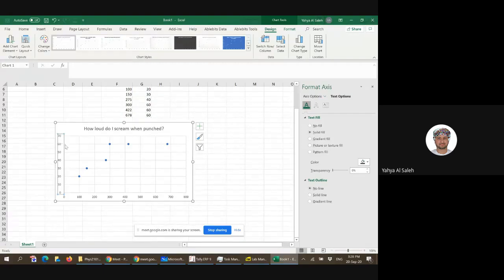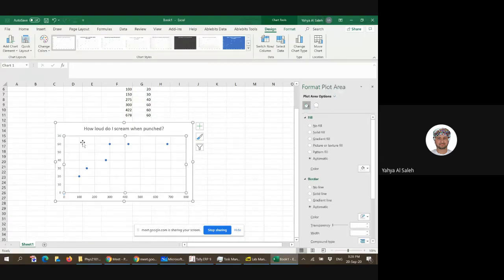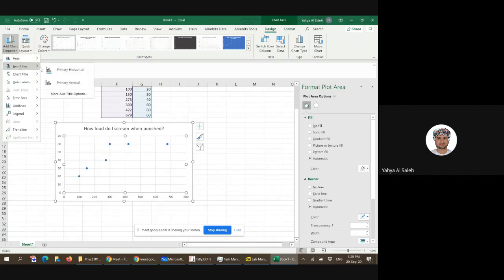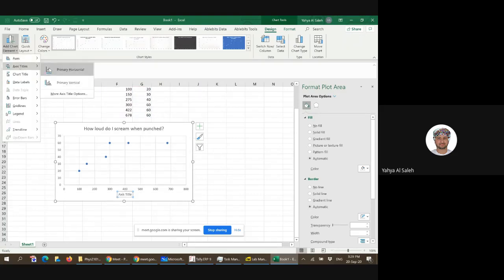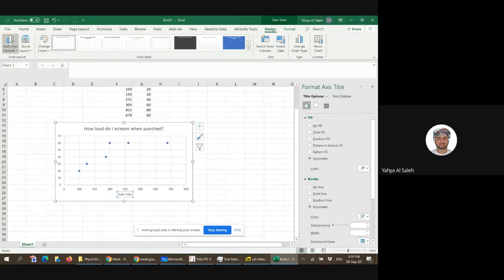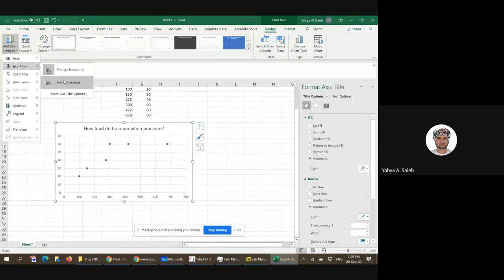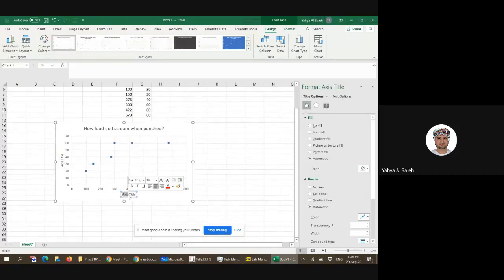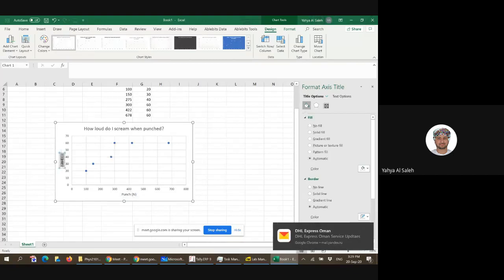Okay, let's see. From add chart element. Okay. So, there we go. Add chart element. Axes titles. Thank you very much to Malek, Mahmoud, and Amani. Primary horizontal, primary vertical, punch in newtons, and scream volume in decibels.